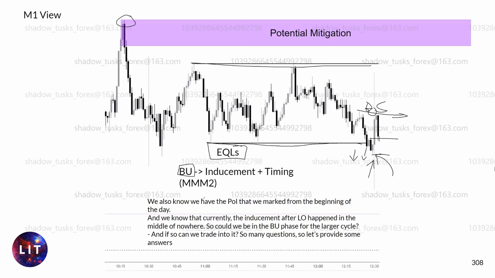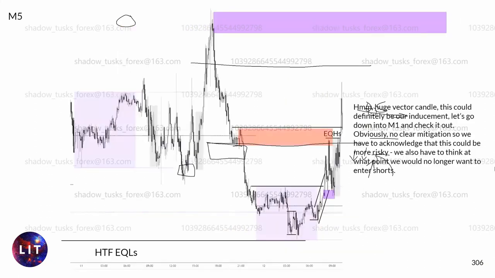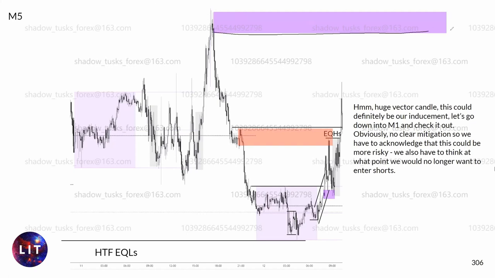So we also have to consider that we have that POI that we marked from the beginning of the day, right? If we just go back, sorry, this would be the nicest one by far, right? This would be absolutely ideal mitigation. The only thing we don't like about this is that it lies on previous day high, and that's exactly why we're not going to use approach 1 in this case, because of that exact reason. So that is our ideal POI.